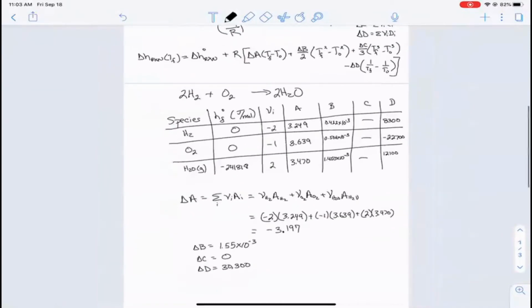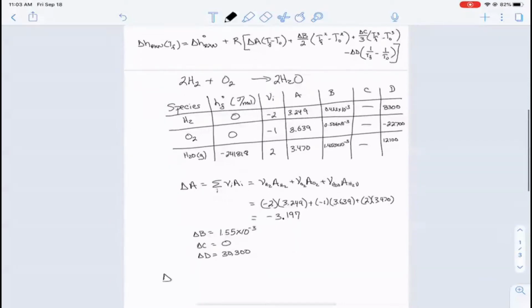Okay. So if we look at this and go back to our equation up here, that delta H of reaction at our final temperature is equal to the standard delta H plus all these different things. The only thing that we haven't yet calculated then is that value and of course the final temperature. So let's do that really quick and calculate the standard enthalpy of reaction.